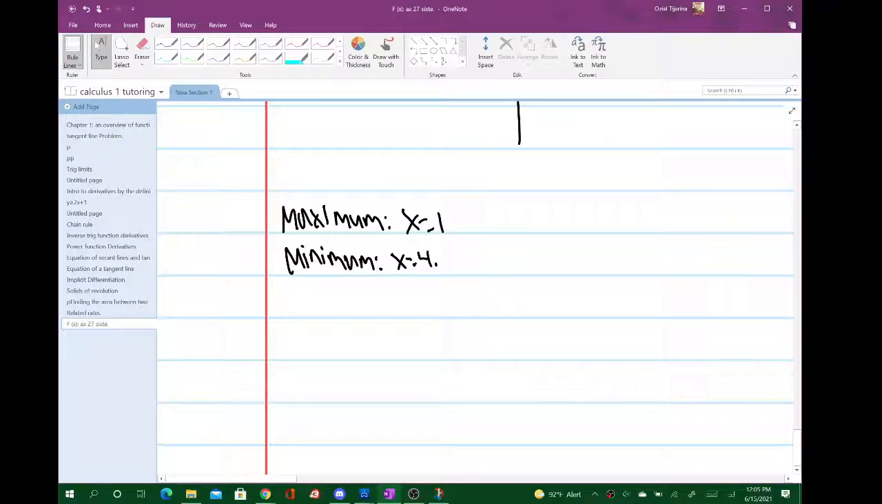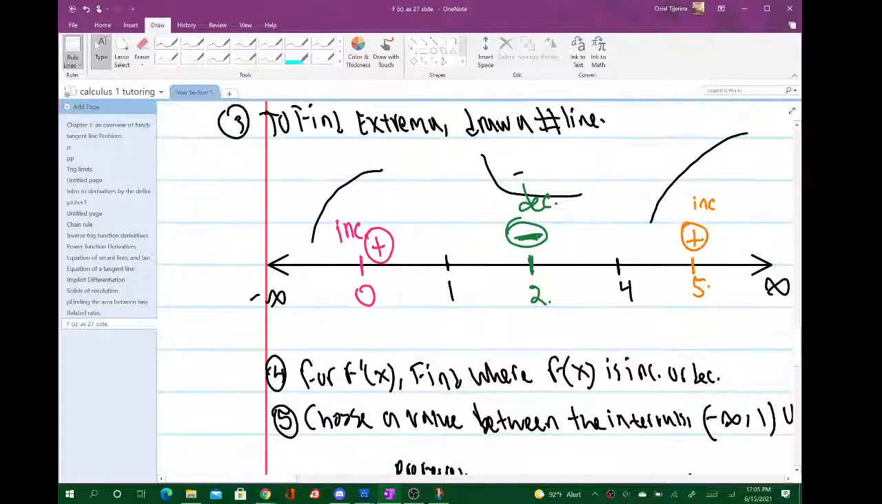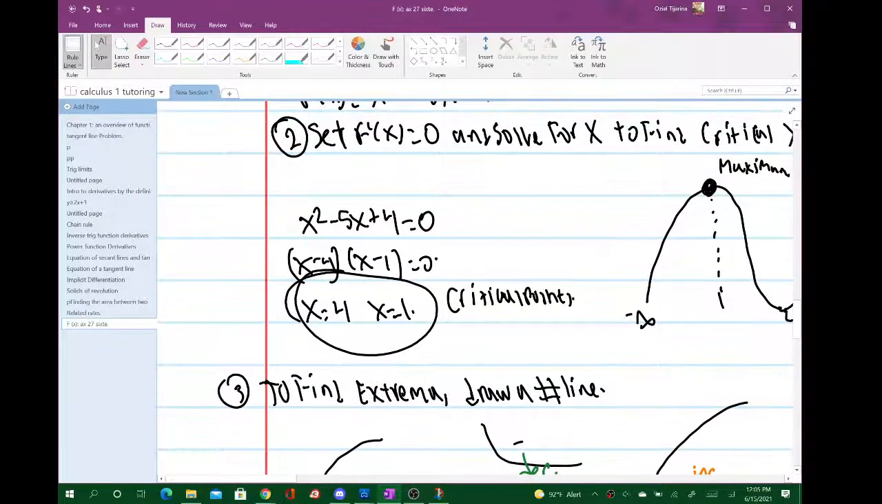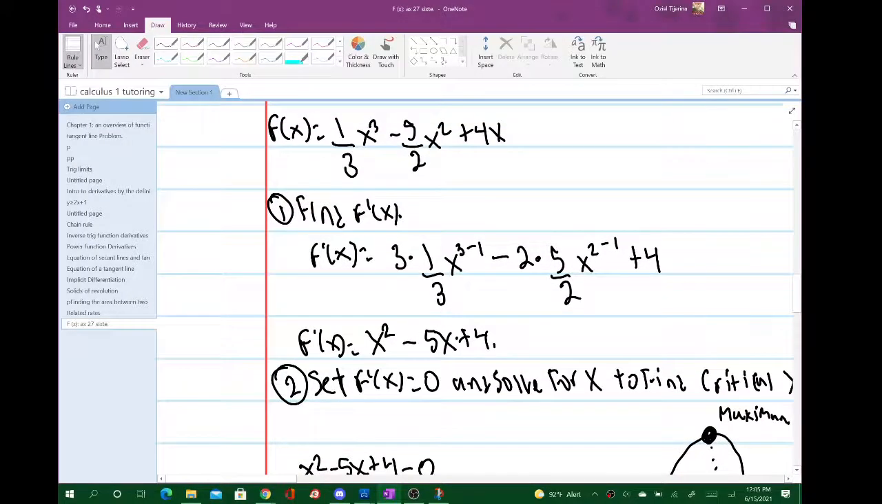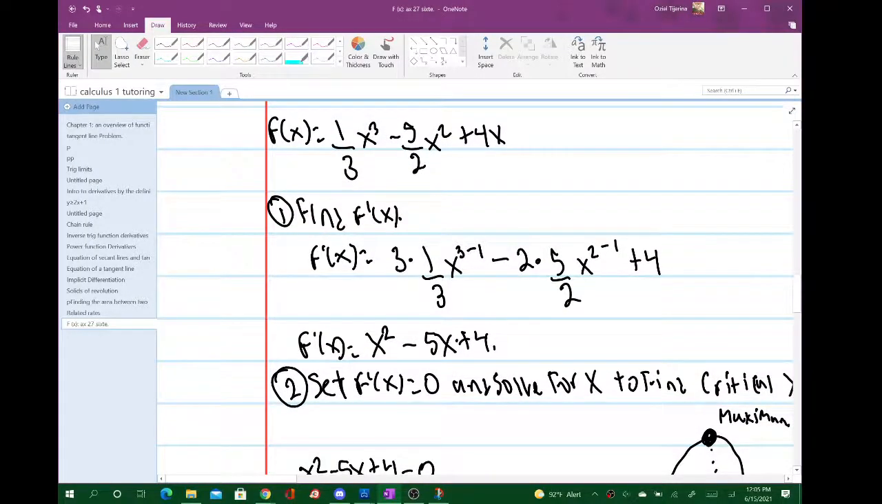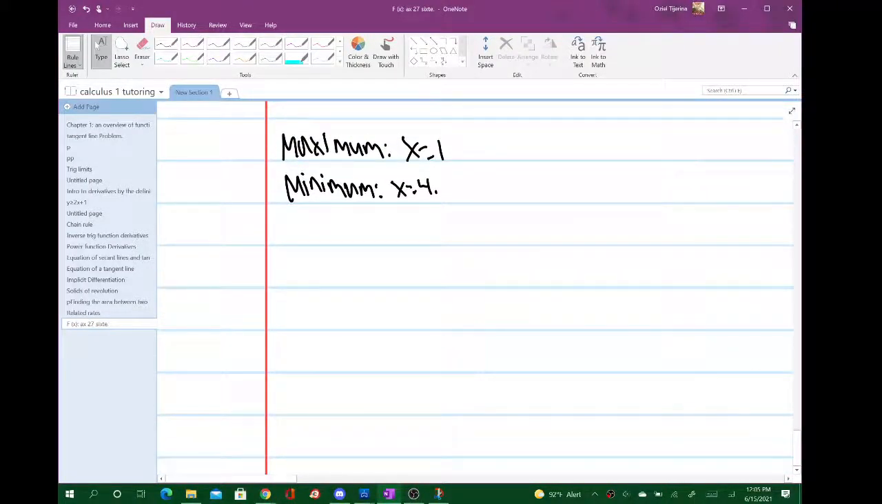Now, if you want to find the full point, you're going to have to plug those into the original function, not the derivative. The original function that you had, you're going to have to plug those points in. But I don't think that they make you find the full maximum and minimum. But yeah, that's how you would do it.